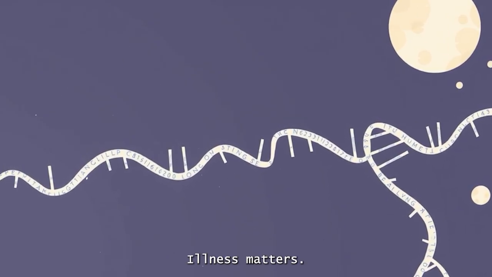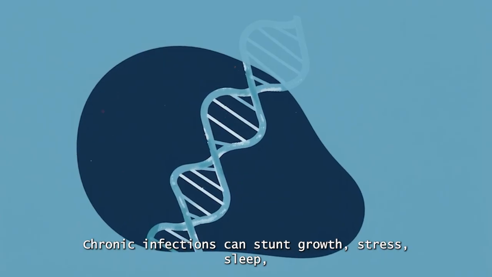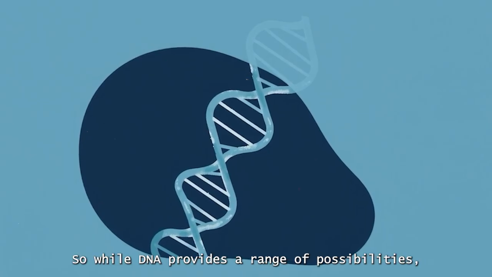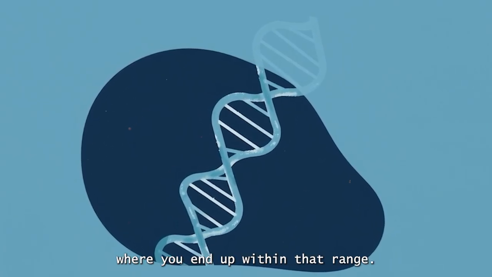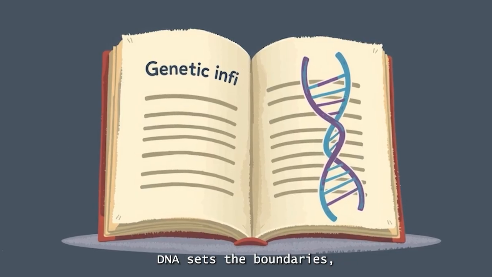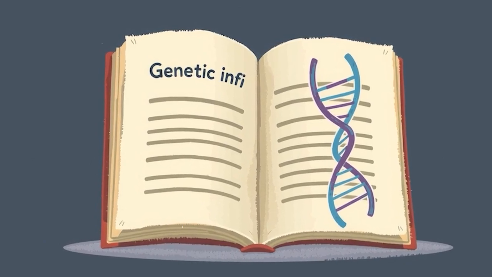Illness matters. Chronic infections can stunt growth. Stress, sleep, even the environment in the womb, all of these play a role. So while DNA provides a range of possibilities, the environment determines where you end up within that range. This is true for many traits. DNA sets the boundaries, but life fills in the details.